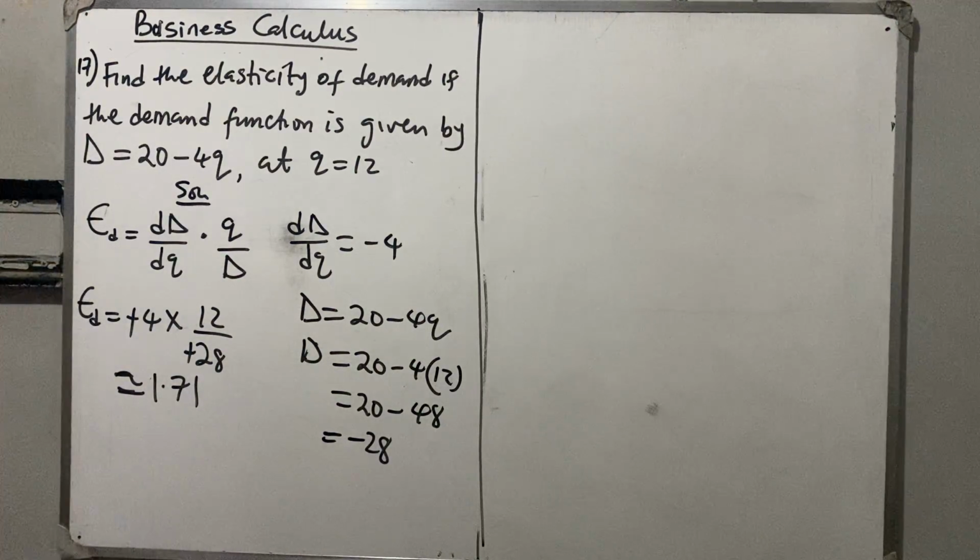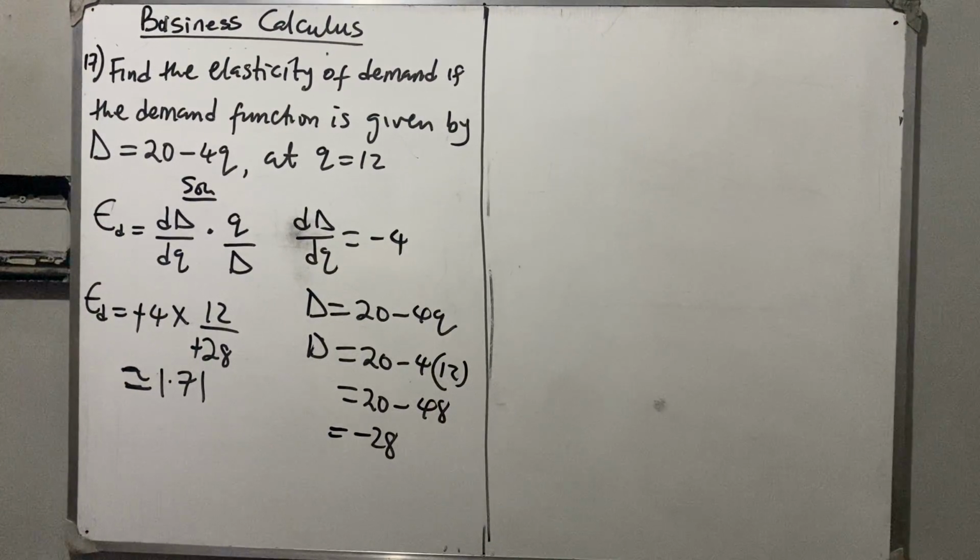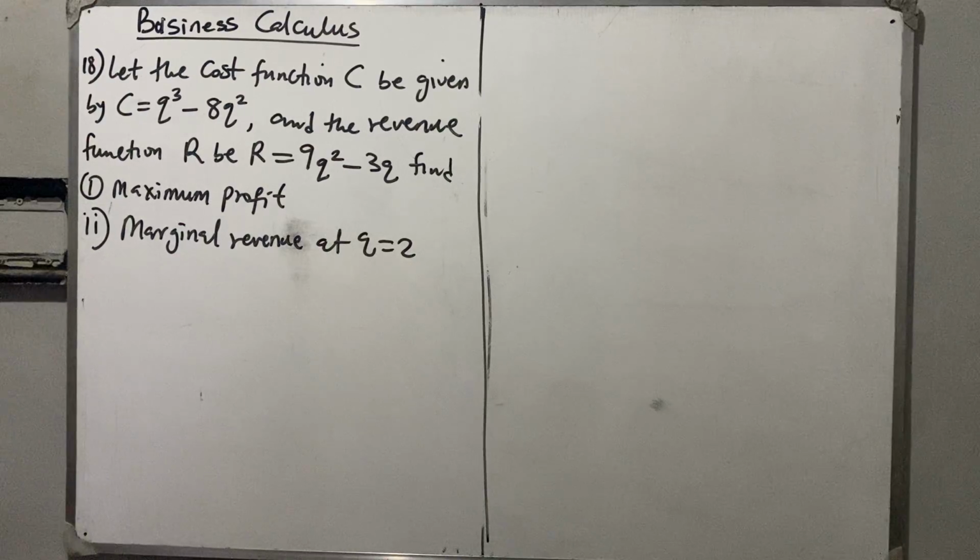So I'm going to pause the video again to write the next question. Okay, this particular question, number 18, said let the cost function C be given by this, and the revenue function R be given by this. Then it says find the maximum profit.